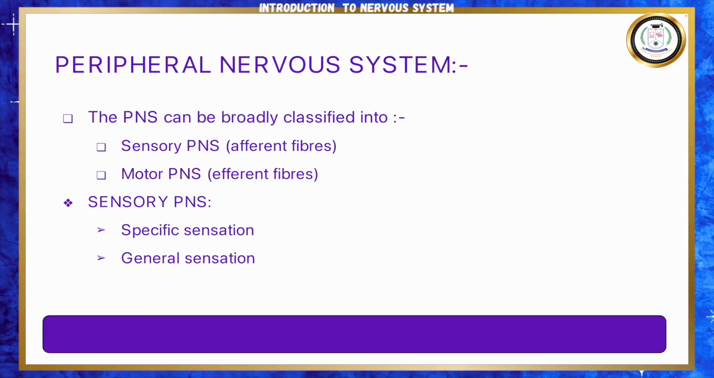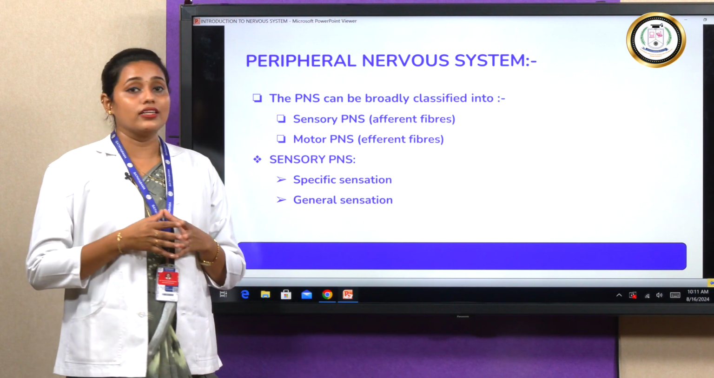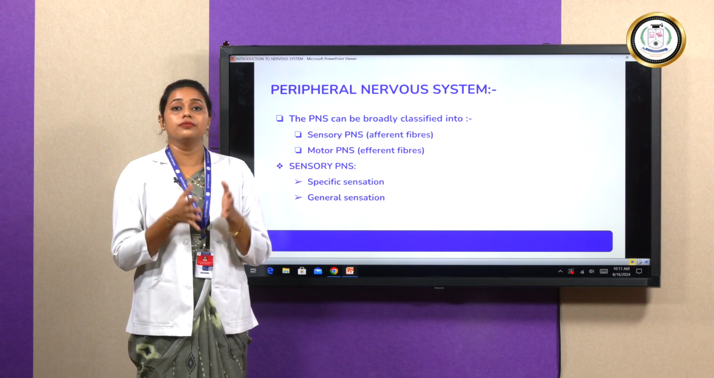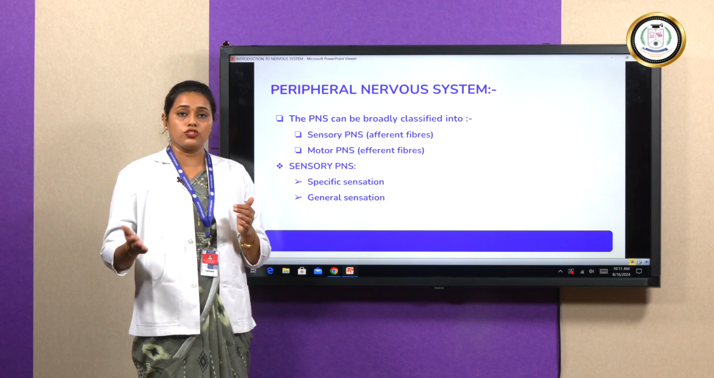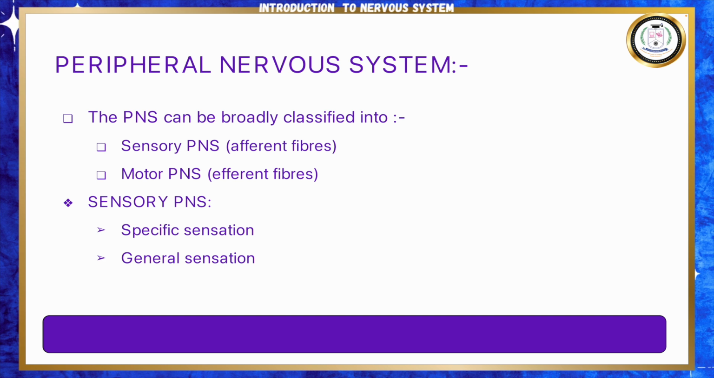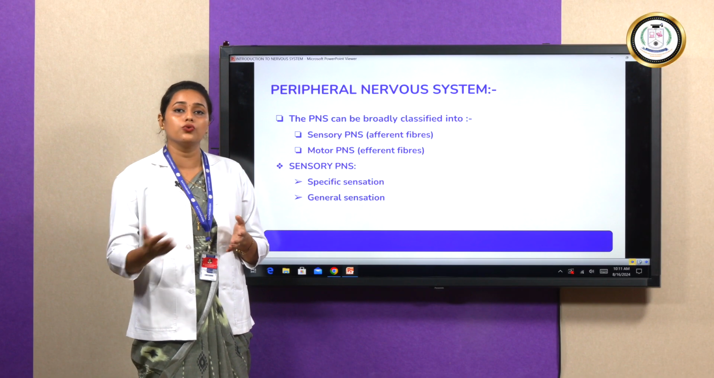Next, we'll start with the peripheral nervous system. The peripheral nervous system can be broadly classified into two components. The first is the sensory peripheral nervous system and the other is the motor peripheral nervous system. The sensory peripheral nervous system consists of afferent fibres, that is, they carry sensory information from the periphery to the higher center. The motor peripheral nervous system is composed of efferent fibres. These efferent fibres carry the motor response from the higher centers to the periphery.